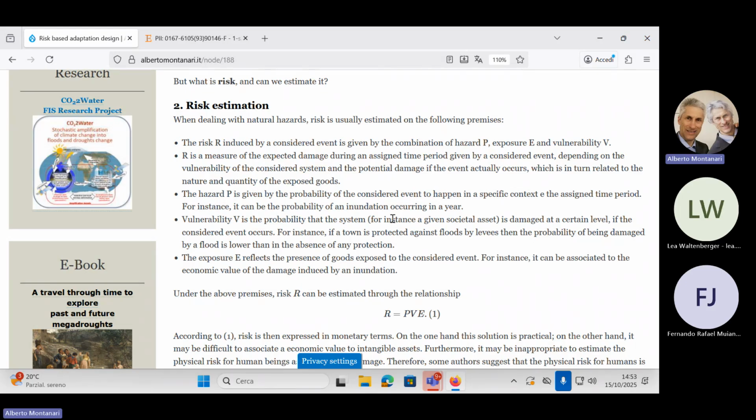Let's suppose that vulnerability is 1, so there is no protection. What is the damage that I get? And this is the exposure, okay? And it is measured in monetary values because, of course, I said the risk is expressed in monetary units. P and V are probabilities, so it's dimensionless. And the exposure is something that first is varying from 0.